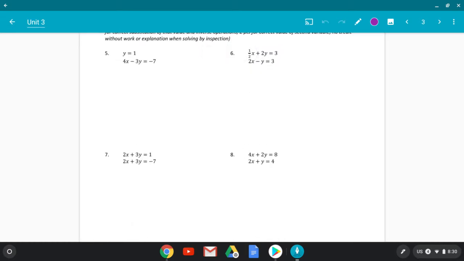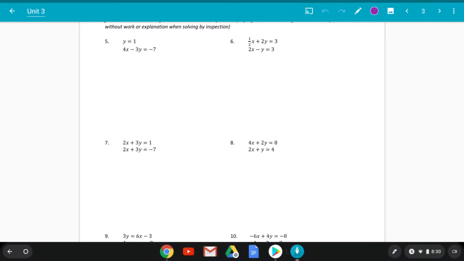Let's look at number 7. Somebody read that one for me real quick. 2x plus 3y equals 1. 2x plus 3y equals -7. If we were doing these by hand, let me start and do number 7 by hand.